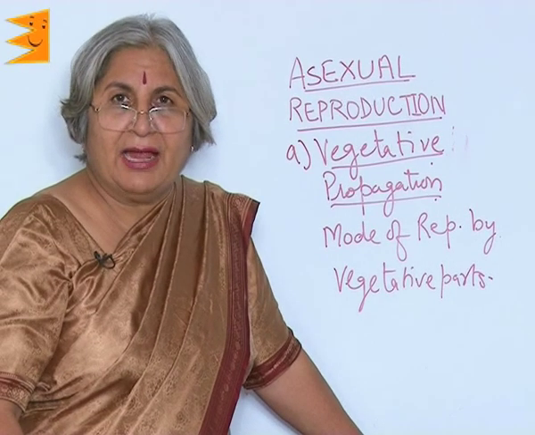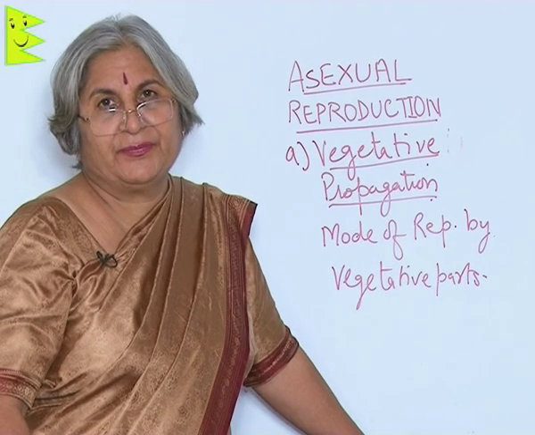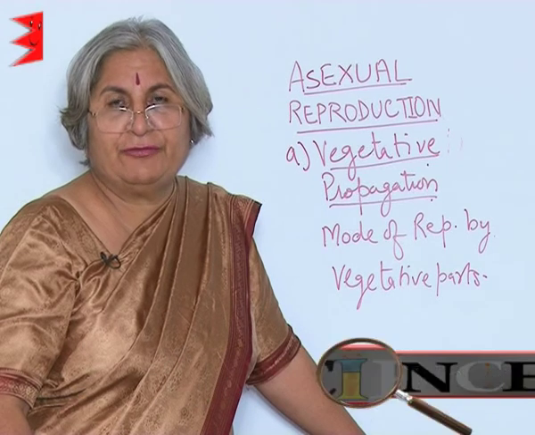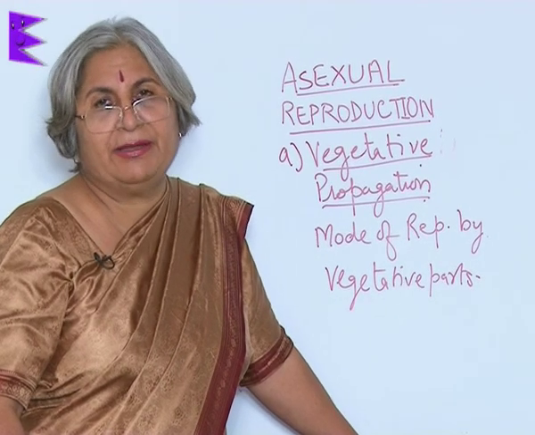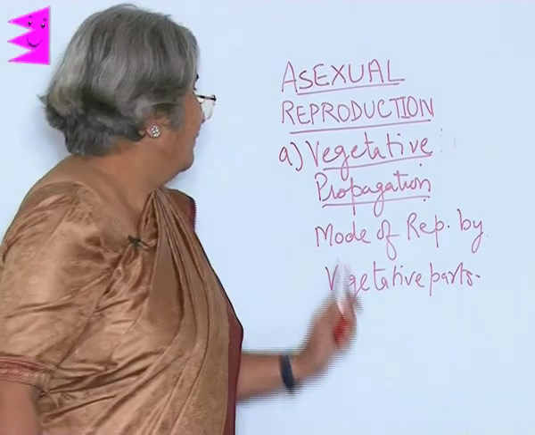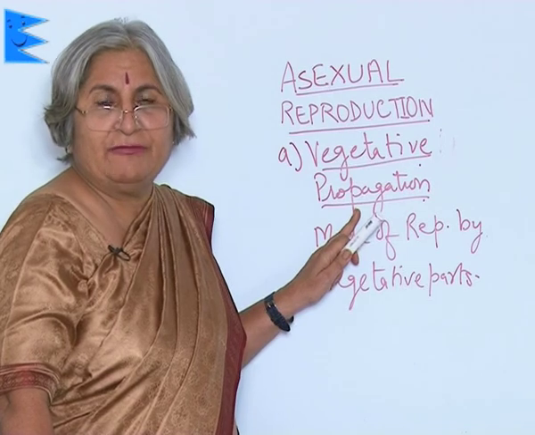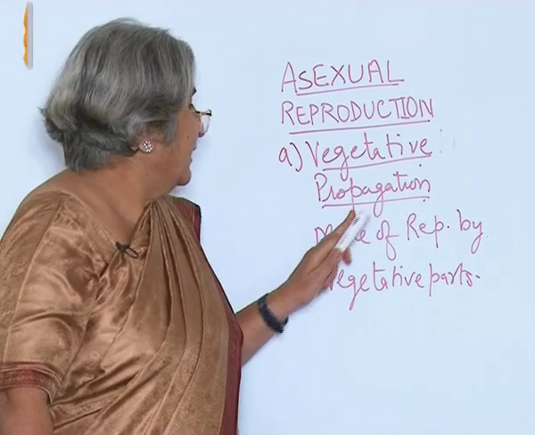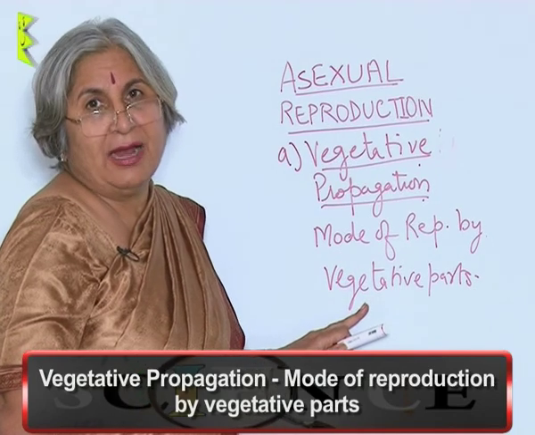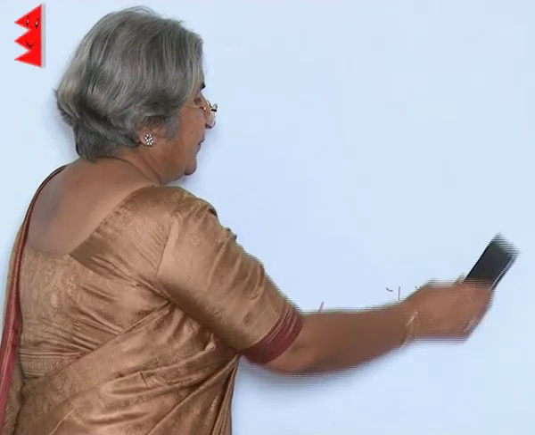In the flowering plants, it is not only the flowers that help in reproduction. Even the parts like root, stem, leaf or buds help in reproduction. And this kind of reproduction is called vegetative propagation. So, we can define vegetative propagation by saying it is a mode of reproduction by vegetative parts. Now, let us see how this takes place.